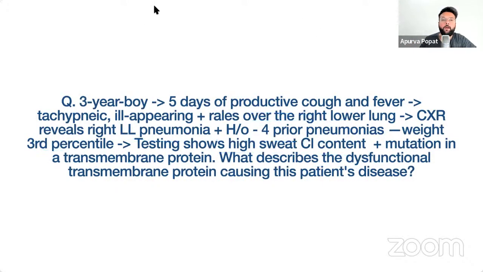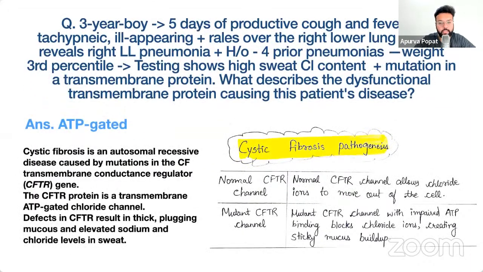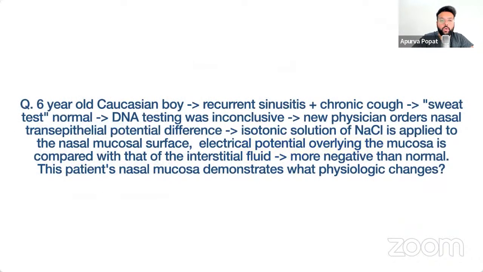Excellent. So we describe this as an ATP bound channel, ATP gated. That requires energy. Whether you want to secrete or absorb chloride, you need energy for that, at least 2 molecules of ATP. Okay, a 6-year-old Caucasian boy. What are Caucasians? Whites, blacks, or Asians? European.